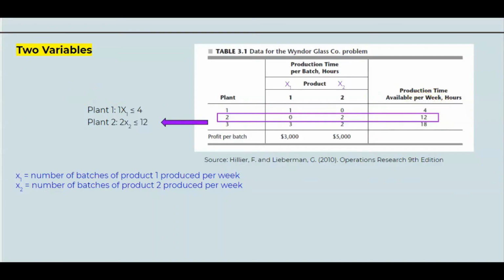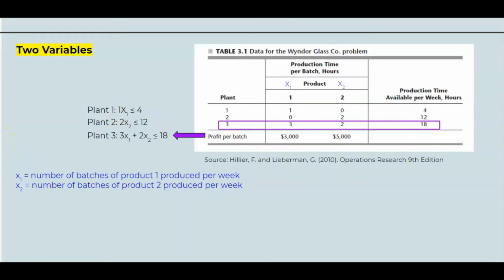So plant 2 has 2x2 is less than or equal to 12. And again, the same idea. This right here is the coefficient 2 for the x2. There's a 0 for x1, so you do not include that in this equation right here. And the 12 is going to be our restriction right here. And so our third plant would then have 3x1 plus 2x2 is less than or equal to 18, because each of these coefficients is being used.